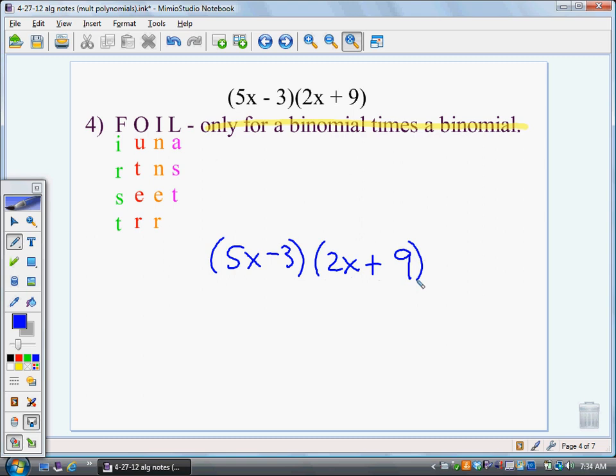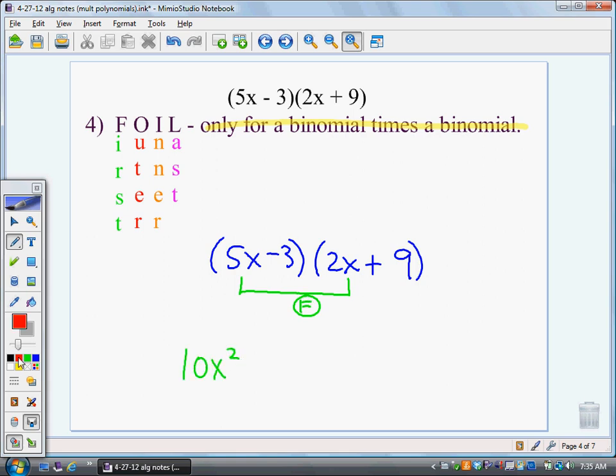And now you just do all 4 multiplications. So each letter in the word FOIL stands for a multiplication. F stands for first. That means you take the first term of each binomial and multiply. 5x times 2x is 10x squared.